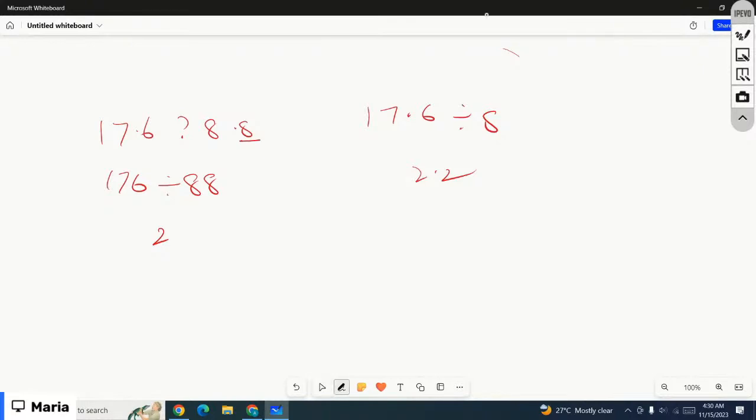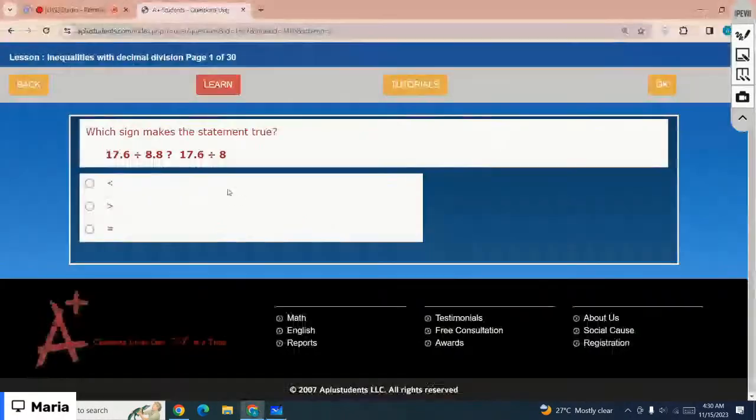You have 2 and 2.2. So obviously 2 is less than 2.2. The correct option is less. 2 is less than 2.2. The correct option is less, right?